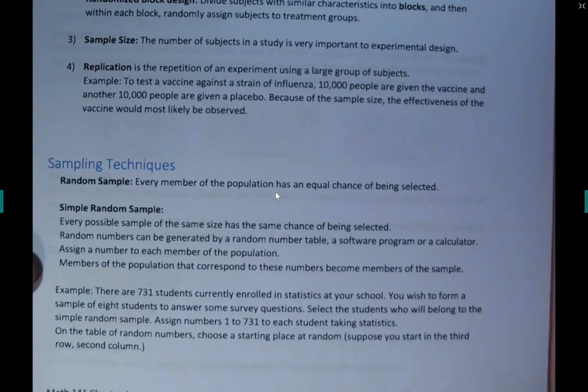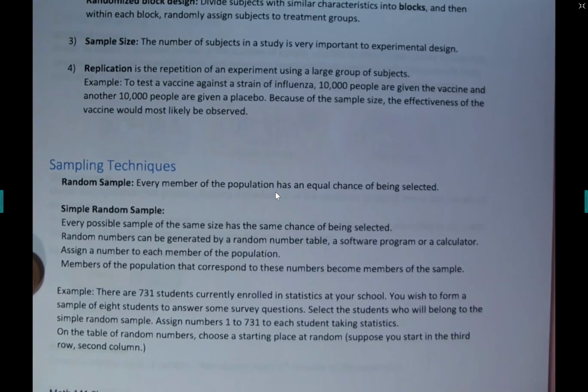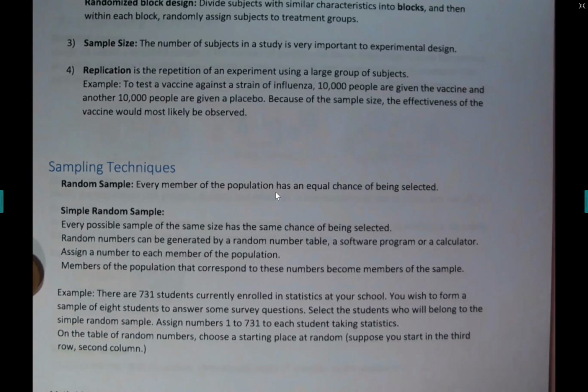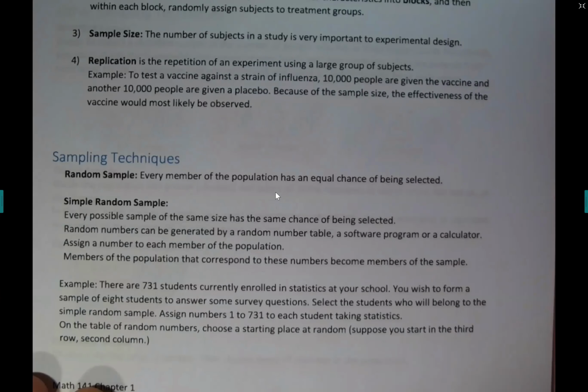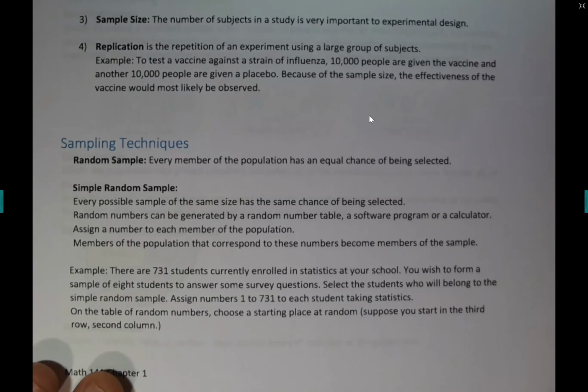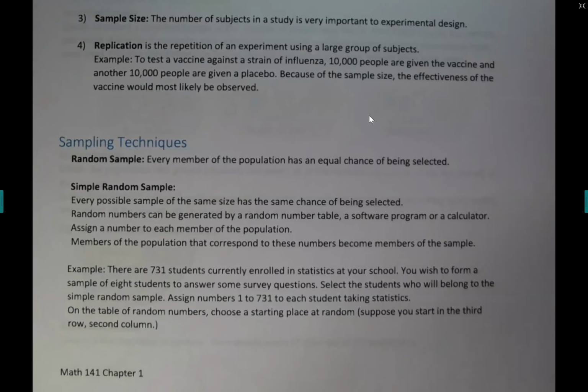Now I'm going to show you how you can use tables that are provided in the book with some of the exercises to pick a simple random sample. Let me show you that. There are 731 students currently enrolled in statistics at your school. You wish to form a sample of 80 students to answer some survey questions. So we need 80 out of the 731.